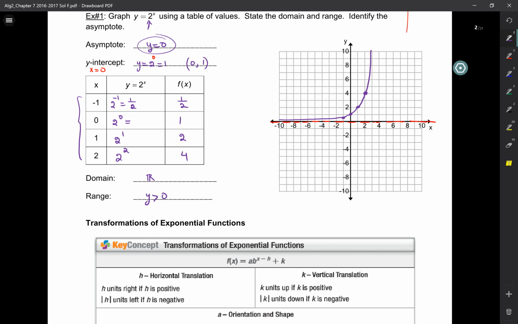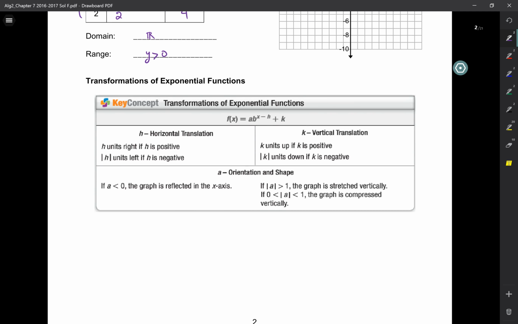So the range is always going to be either y is greater than or less than the asymptote. It's always going to be connected to the asymptote. Okay, let's do a couple of examples and you will see the pattern.